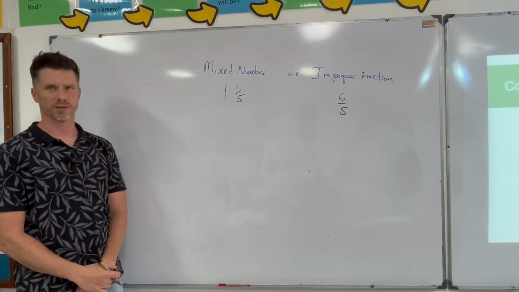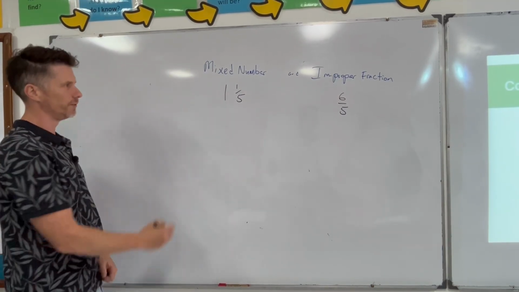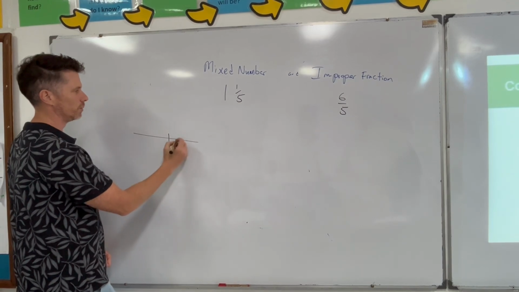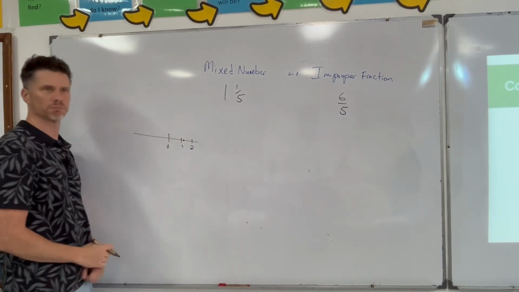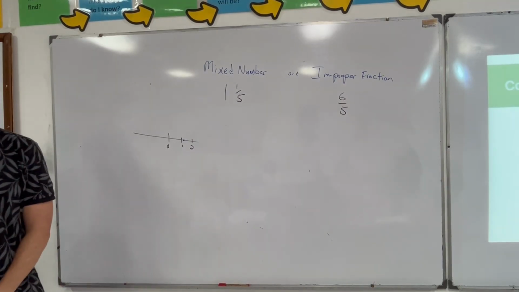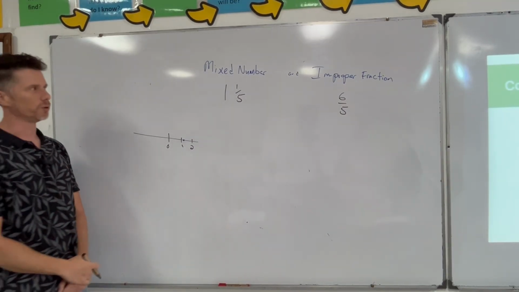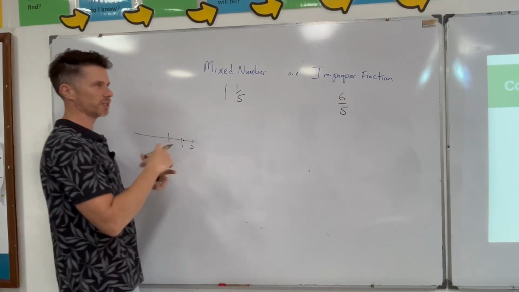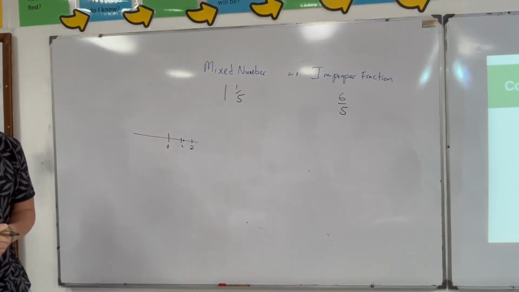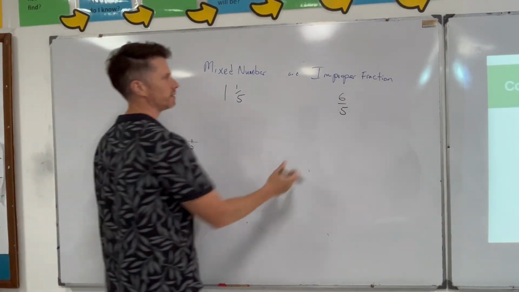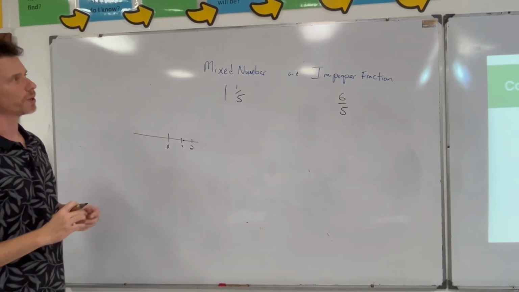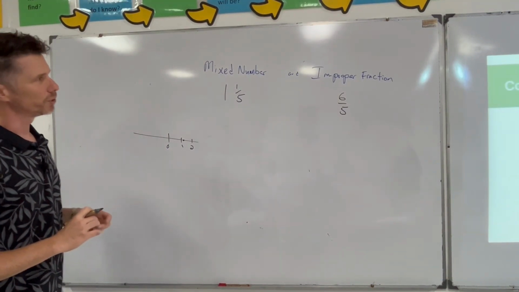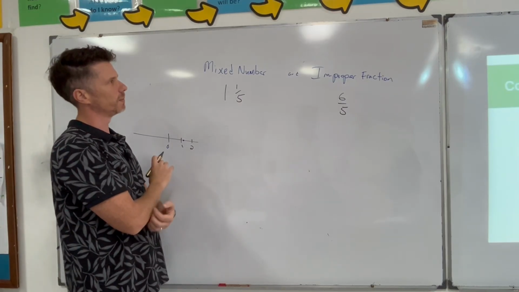It can be represented at a particular point on a number line. If you had a number line here with 0, 1, 2, 1 and 1/5 would lie about here, wouldn't it? And 6/5 would also lie there. That's the same place. So don't be confused that these are two separate numbers. It's all together in one number. It has one value. It can also be written as 6/5, where the numerator is bigger than the denominator. That is an improper fraction.